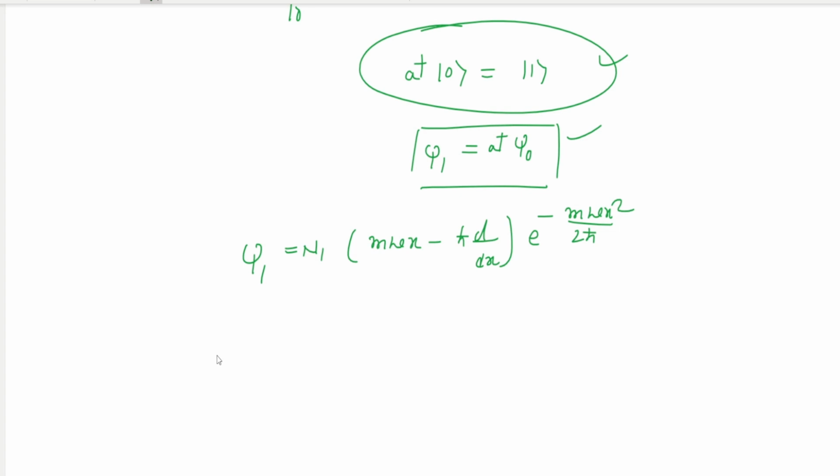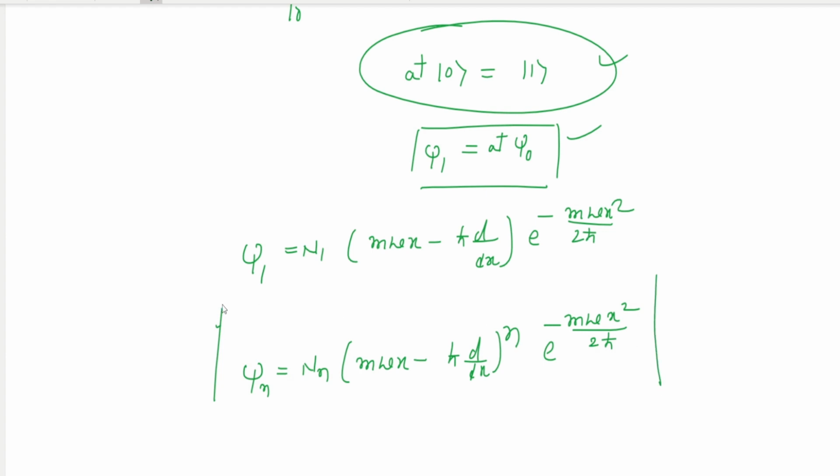So by repeatedly operating with a dagger from the left side, we can get the nth state, right? So psi n equals m omega x minus h cross d by dx, to the whole power n, nth times, e power minus m omega x square divided by 2 h cross. This is the nth state eigenfunction of the harmonic oscillator.